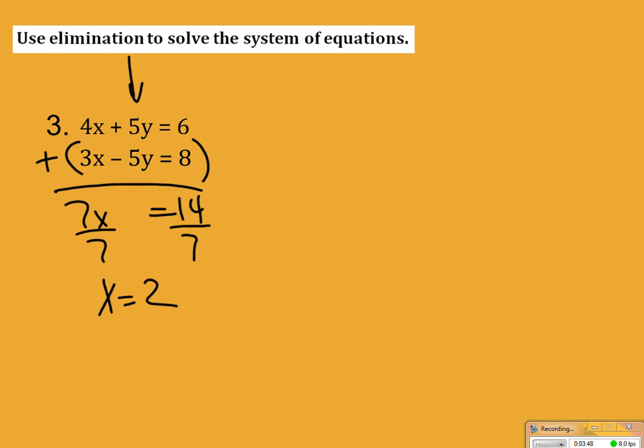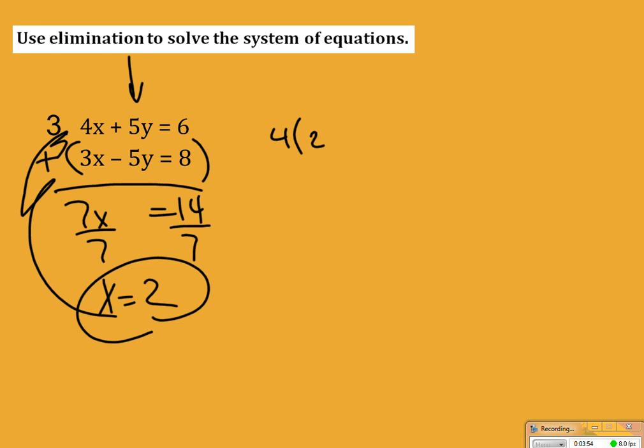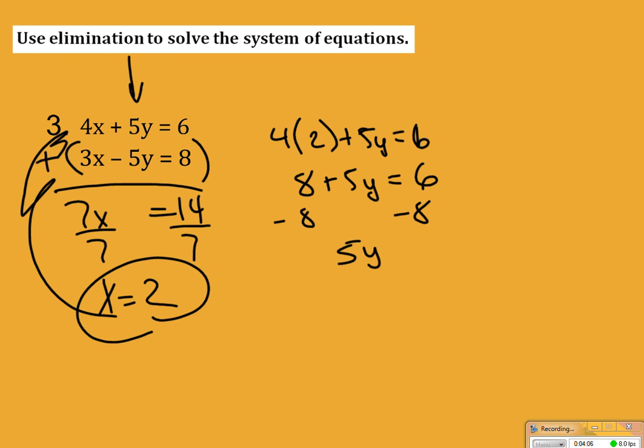Okay? Nice and easy. So now substitute 2 back into either one of these. Doesn't matter which. I'll take the top one just because it's there. So that's going to be 8 plus 5y equals 6. Subtract 8, subtract 8. 5y equals -2. I get y equals -2 fifths. Just double check my work here. Looks good. All right.